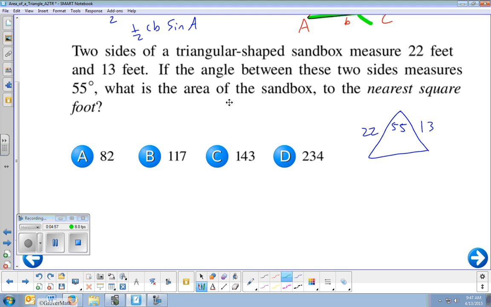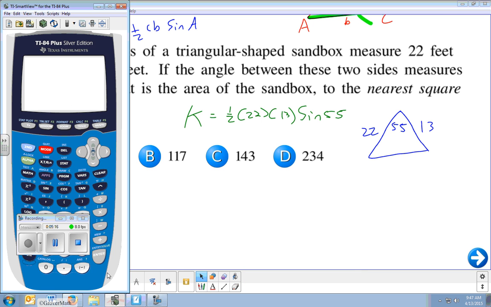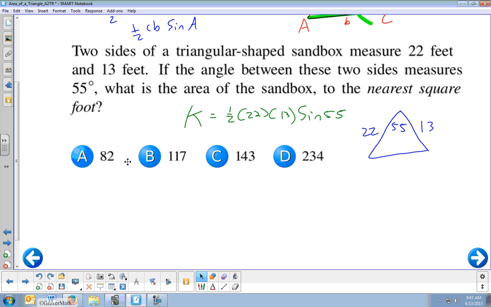So here's your two sides and the angle between. So your area formula is 1/2 side times the other side times sine of the angle between them. Make sure your calculator's on degrees because this is 55 degrees. And you're going to use your calculator to do the work for you. So 0.5 times 22 times 13 times sine 55. Rounding to the nearest whole number, 117.1 is definitely going to be just 117. And so that is the answer there.